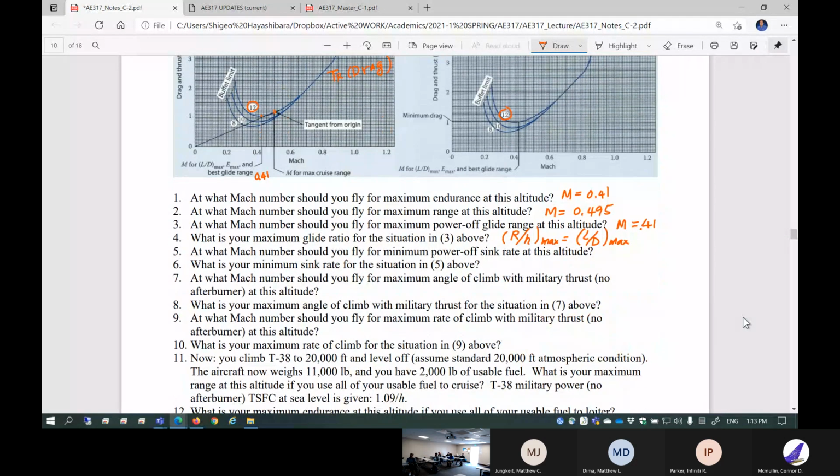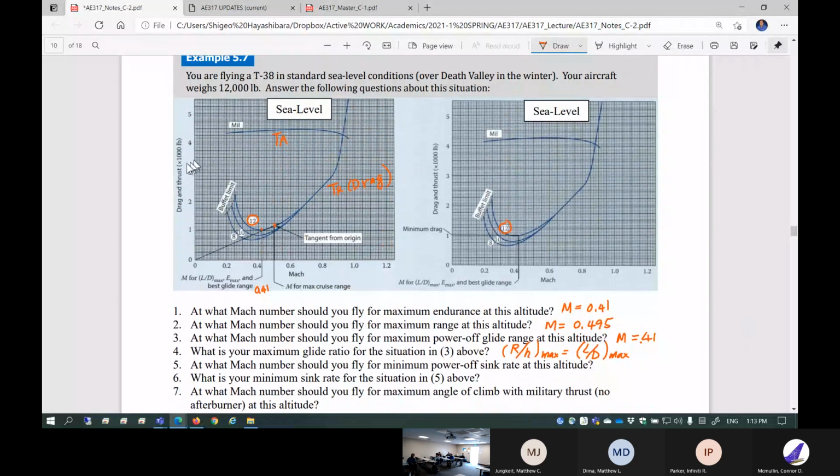Good point. So L over D max you can compute by reading off this minimum value here. What's the drag? Drag is about 1,000 pounds. So 1,000 pounds of drag and lift equal to weight, 12,000. 12,000 divided by 1,000 is 12. Here we go. This is 12.